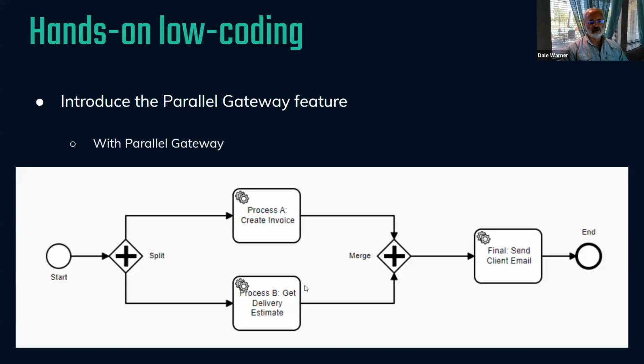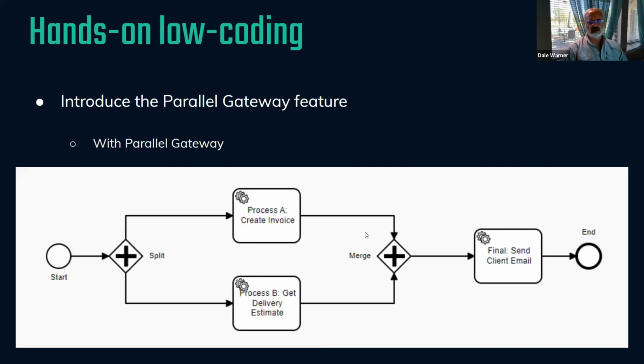With a parallel gateway, you can define things a little differently, and this is exactly what we're going to do today, where you use the split for the parallel gateway. You could define that process A, the create invoice, is one thing on the split, and process B, the delivery estimate, is the other. Those things get executed, and then when everything is completed, we merge back together into one spot. You could have many more than just the two things here, but this is for illustration.